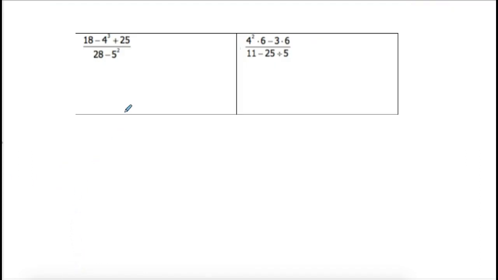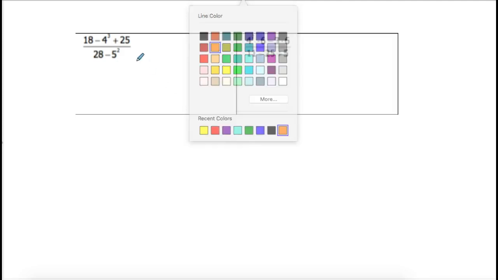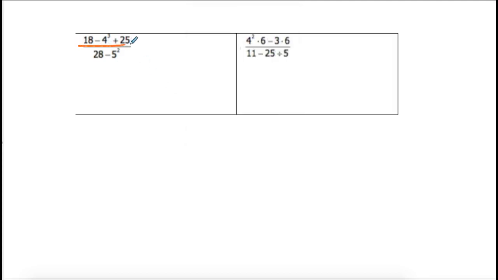Last two problems, hang in there, guys. I put these problems on here because I really wanted to make sure we knew that in a fraction, we have to solve the top first and the bottom. Okay, so in G, in GEMDAS, the fraction happens, so we do this first and this second. Okay, so if I look at the top, it says 18 minus 4 cubed plus 25.